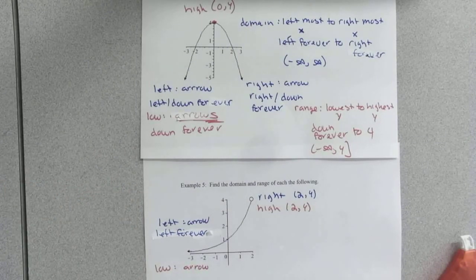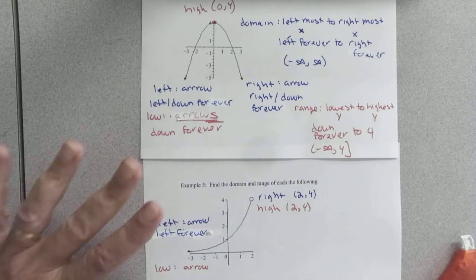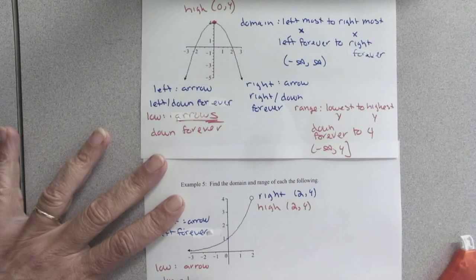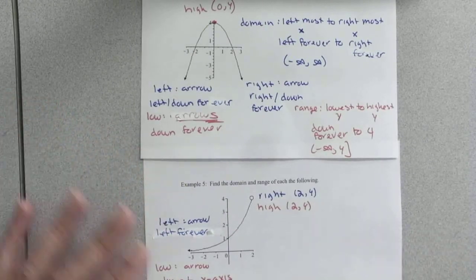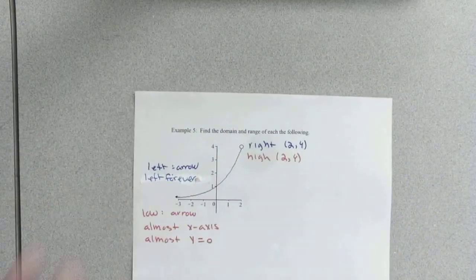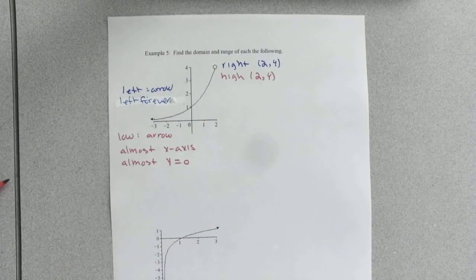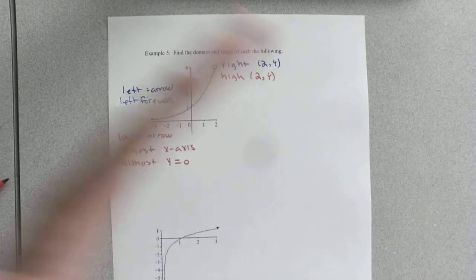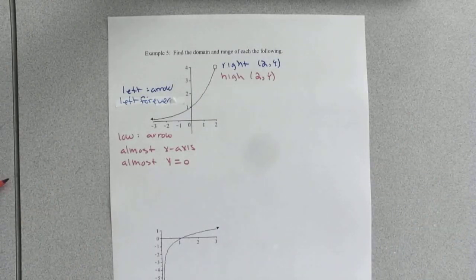But now I'm not thinking left, right. I'm thinking low. And as far as the low goes, almost x-axis, almost y equals 0. The x-axis has the equation y equals 0. So there I've just interpreted what's going on with that graph. On the right, it's coming up to but not including that point 2,4. On the left, it's going left forever. High, almost to the point 2,4. Low, almost to y equals 0.